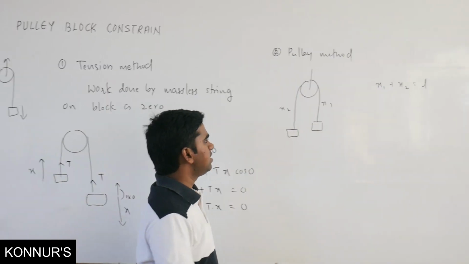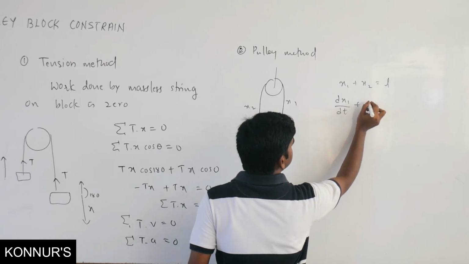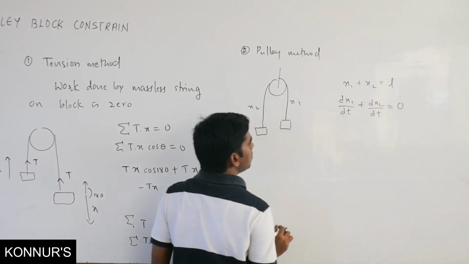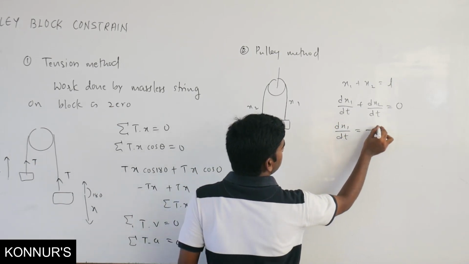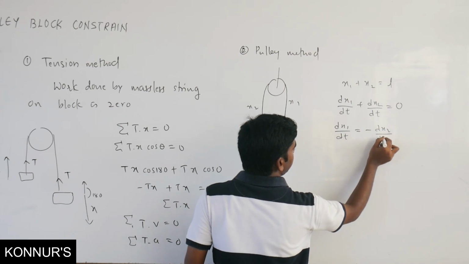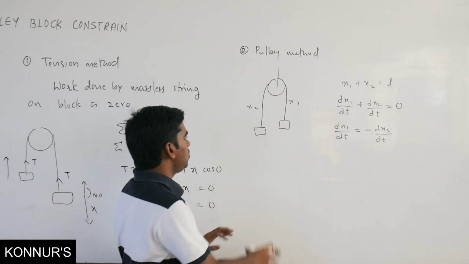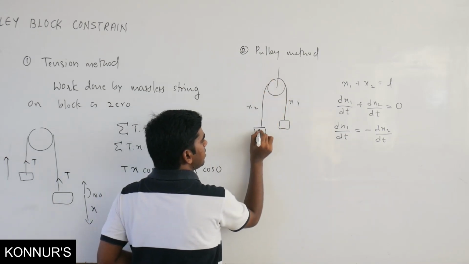Okay. Differentiate this one. This will become what? dx1 by dt plus dx2 by dt is equal to what? 0. So dx1 by dt is equal to minus dx2 by dt. What is dx1 by dt? It is the velocity of this block with respect to the pulley.